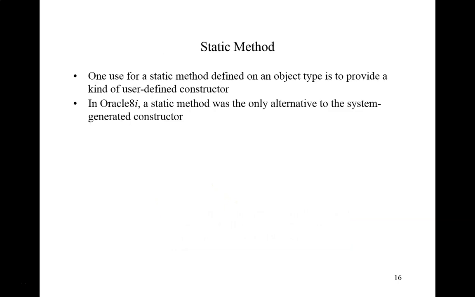One use for a static method is to provide a form of a user-defined constructor. Object support within Oracle database was introduced back in version 8.0. Shortly after that, Oracle 8i came out. In Oracle 8i, object capabilities within the Oracle database were still somewhat immature. They were evolving. At that time, a static method was the only alternative to the system-generated constructor. So we'll give you a little bit of an idea of how this would work.